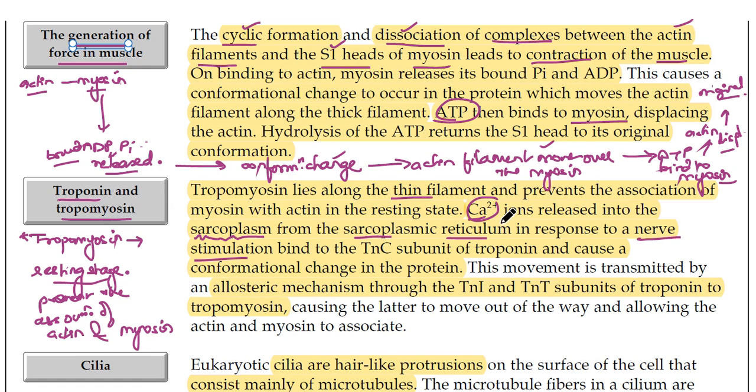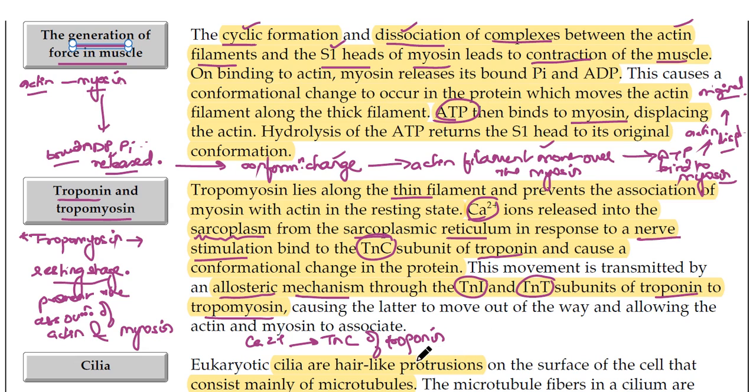Okay, so these calcium ions bind to the TNC subunit of troponin. After which what happens? The troponin conformation will be changed, and this conformational change is transmitted. This movement is transmitted by an allosteric mechanism through the TNI and TNT subunits of troponin to tropomyosin.